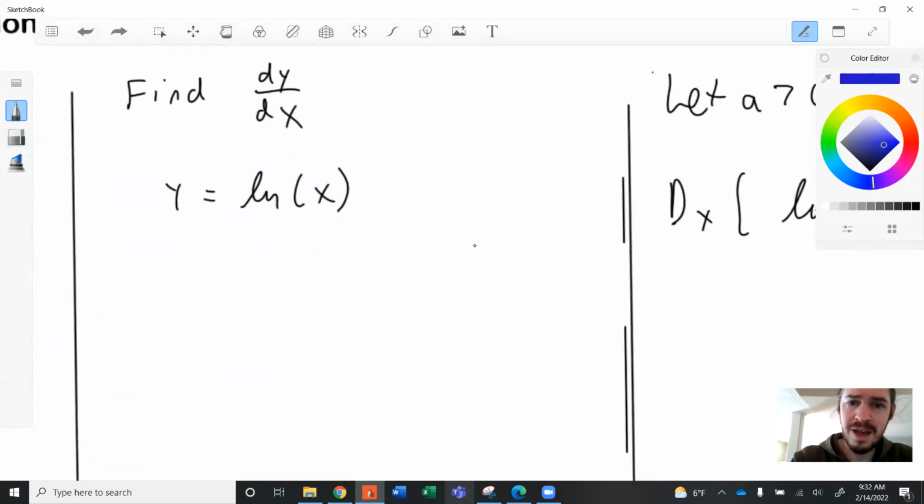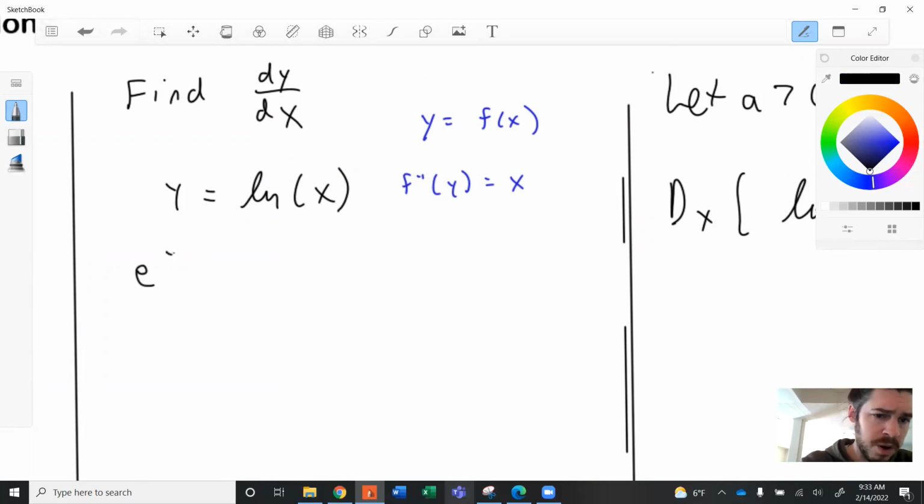In general, if you have y equals a function of x, you can rearrange it as the inverse function of y equals x. That's always true, and that's again due to this property of inverses. They kind of swap the input and the output, x's and y's swap places. So what I'm going to do is rewrite this equation as e to the power y equals x, because the exponential function is the inverse of the natural logarithm function.